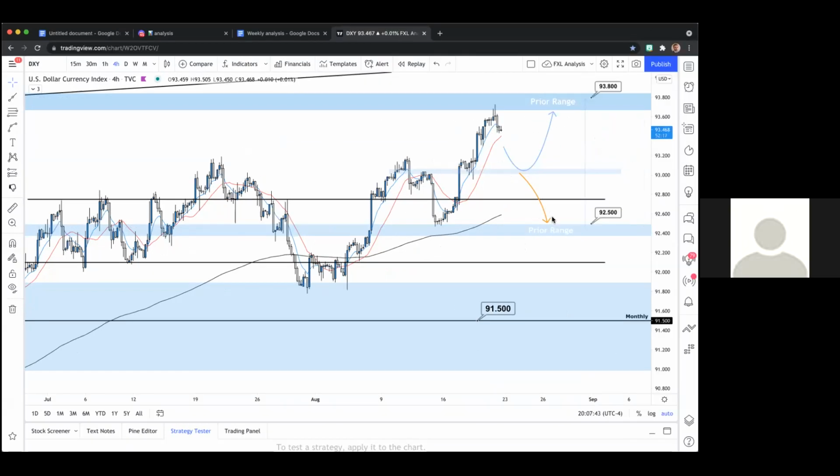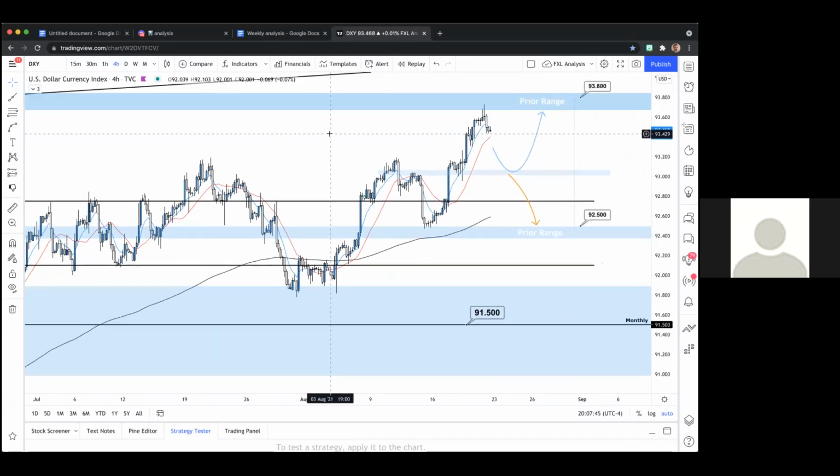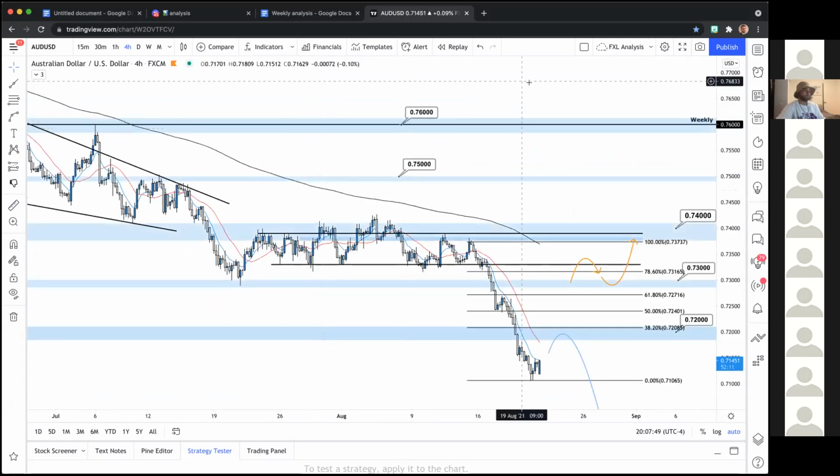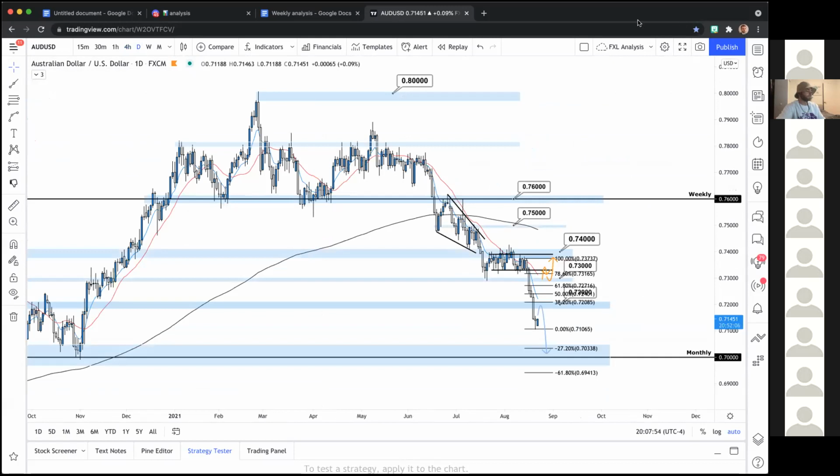Thing could definitely fall back to a lower level. But that's DXY. Let's move ahead over to AU. Okay, let's do that. We'll do the same thing. Daily time frame.